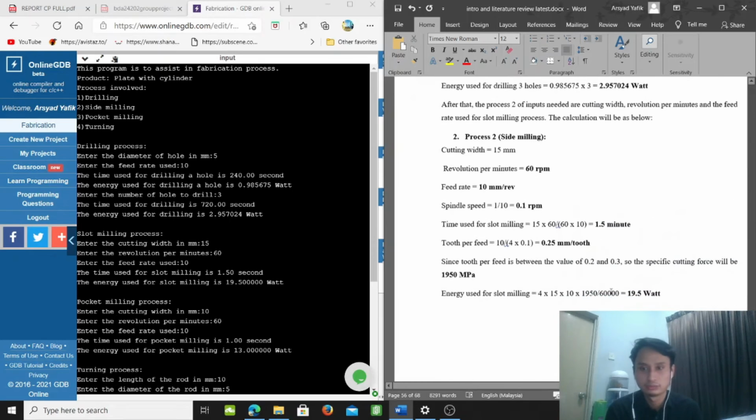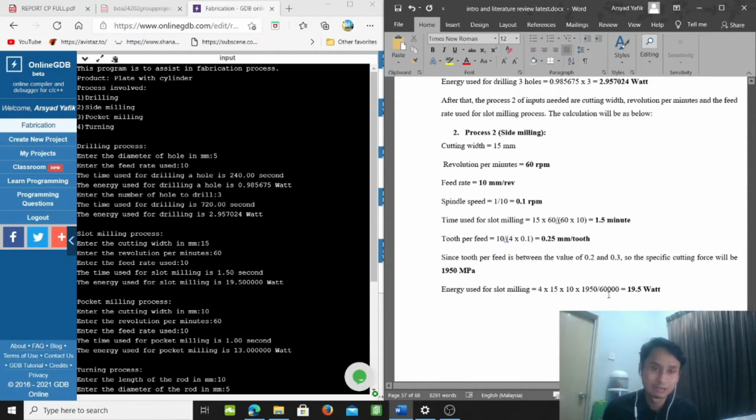So process number 2 is side milling. In the output of the program, we enter the cutting depth in millimeter. We took 15, then enter the revolution per minute. We type 16 rpm. Enter the feed rate used, so we took 10. So we got the time used for the slot machine is 4.5 minutes. The energy used for the slot machine is 90.5.